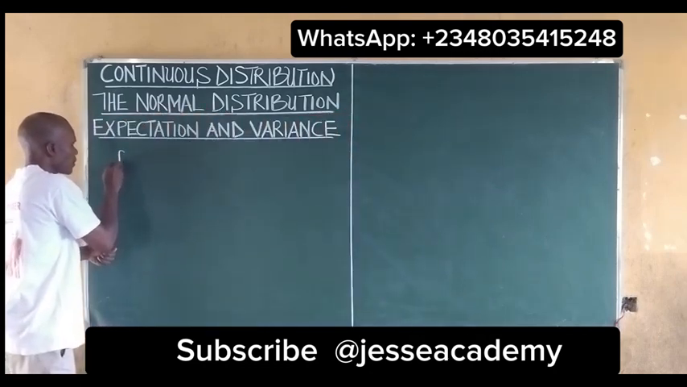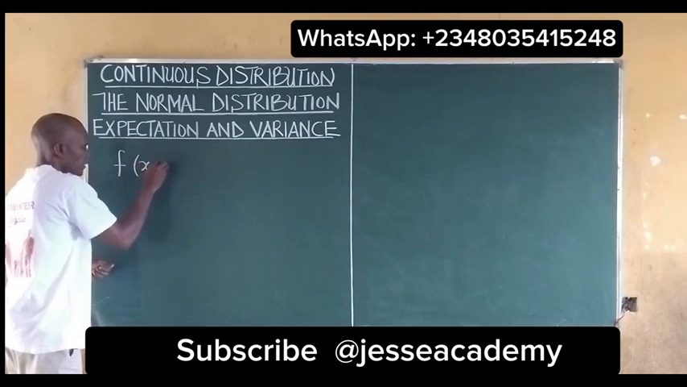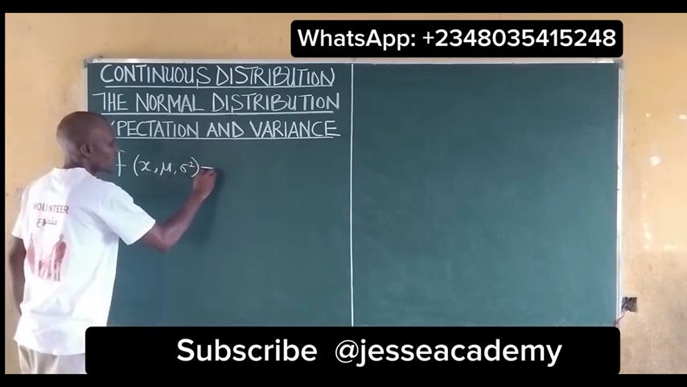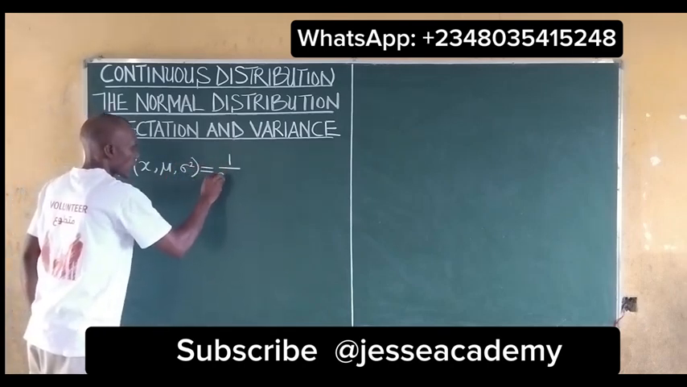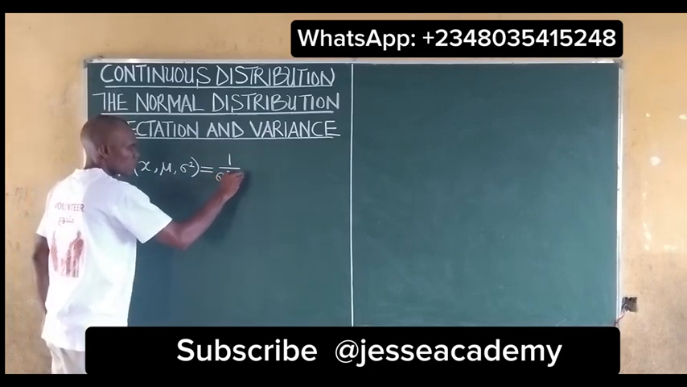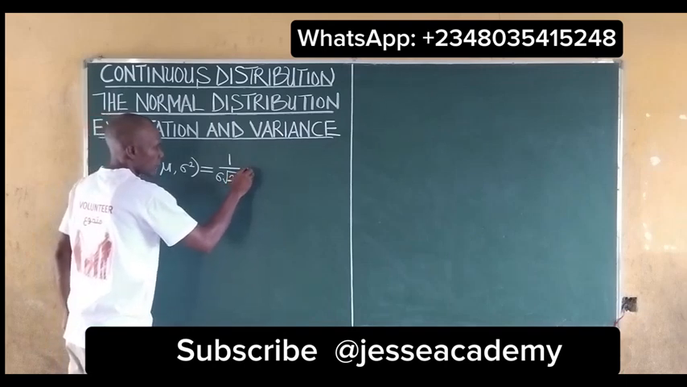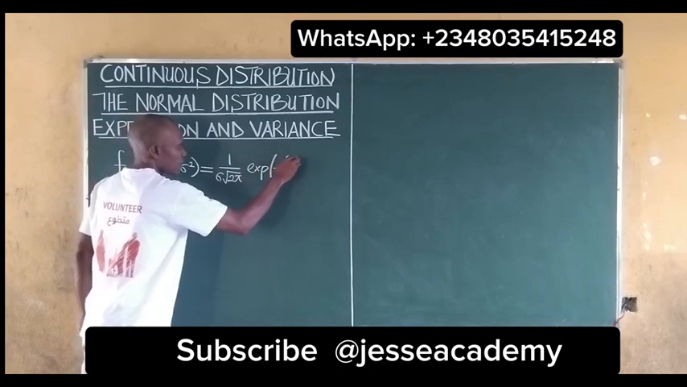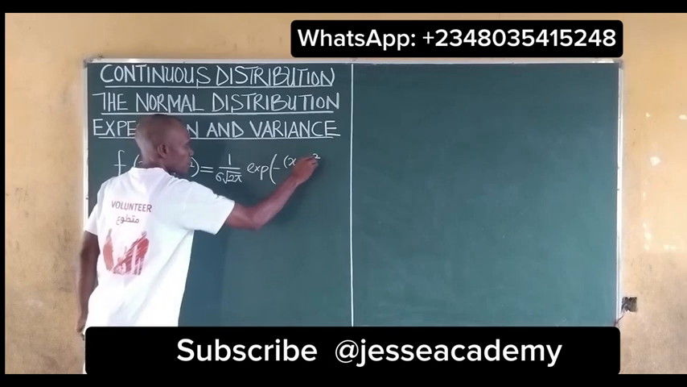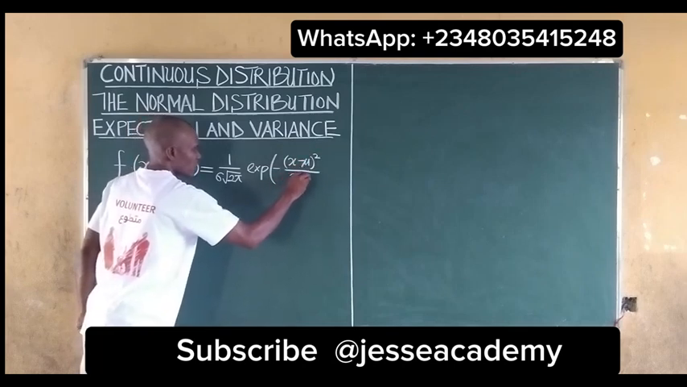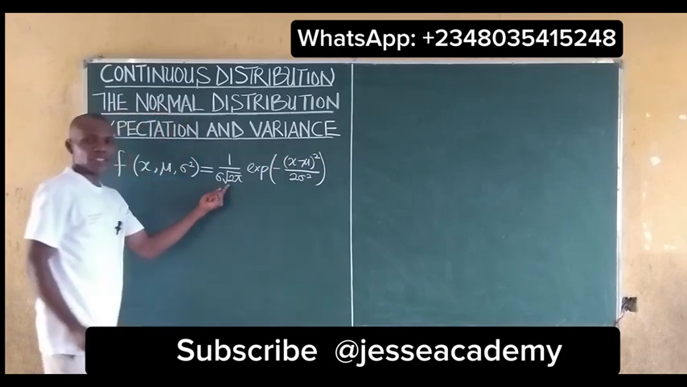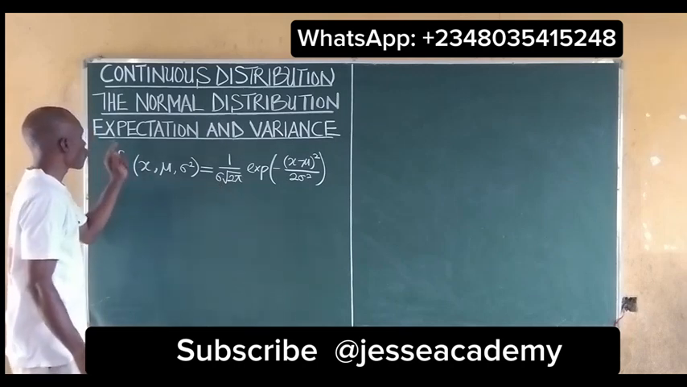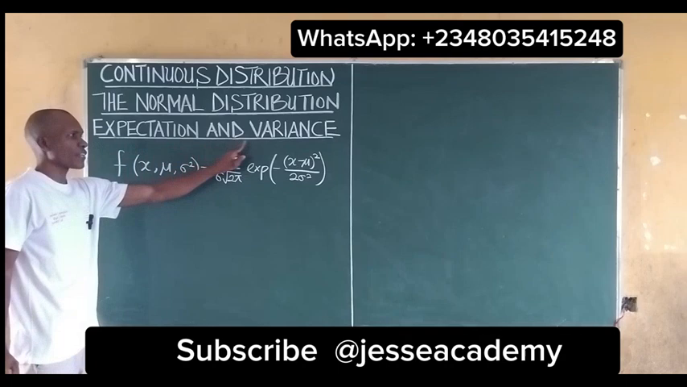Of course, the PDF, which is f of x, mu, and sigma squared for the normal distribution, is given as 1 all over sigma square root of 2 pi exponential negative x minus mu raised to the power of 2 all over 2 sigma squared. So this is the PDF, that is f of x. So we shall be finding the expectation and the variance.